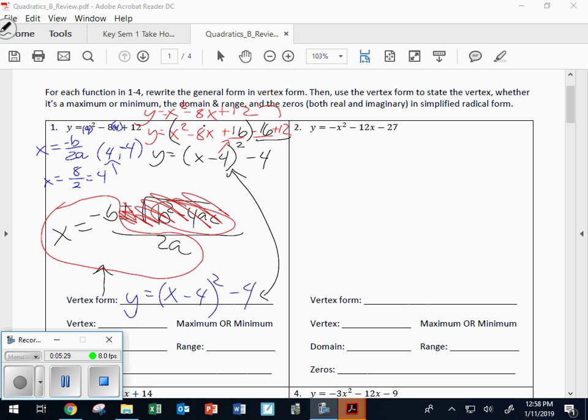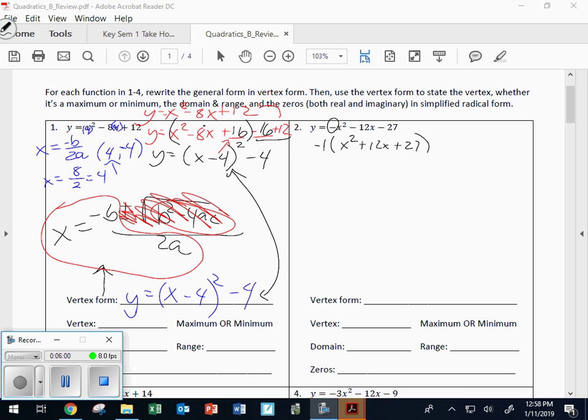Any questions about complete the square, the simple kind at least? All right, there is a more complicated kind of complete the square, and that's where the number has to be factored first. See this negative here? When you have a negative in front of a quadratic, I just always recommend you factor that off. So let's do that right now. Negative 1 comes off, and then we have x squared plus 12x plus 27.